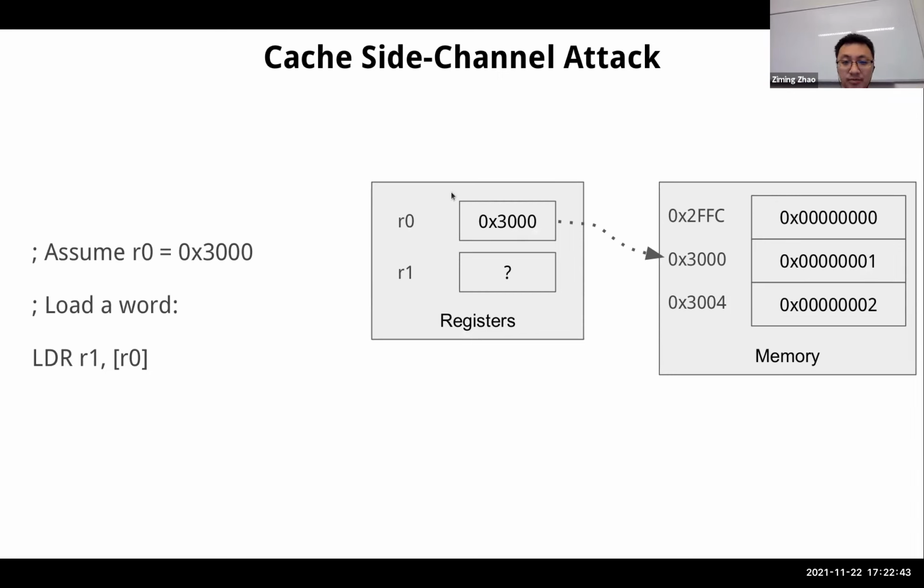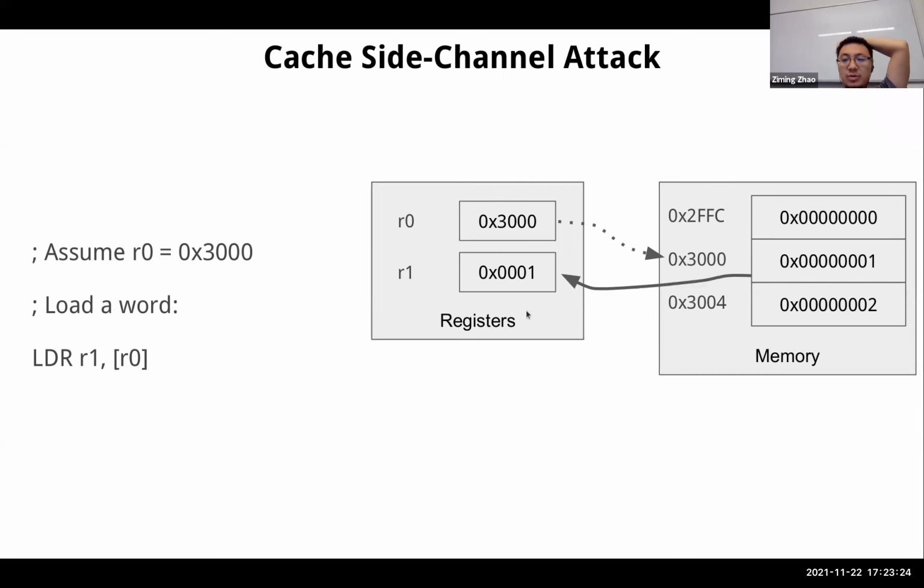Let's just say we have two registers, R0 and R1. And R0 has a value 3000 in hex. That's an address that points to our main memory. This is our main memory, and this is the address for each data, and this is the value of each memory address. So we have a load instruction using R0 as the memory location and load the value in memory to register R1.